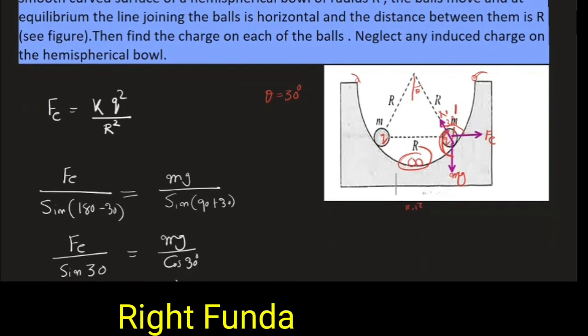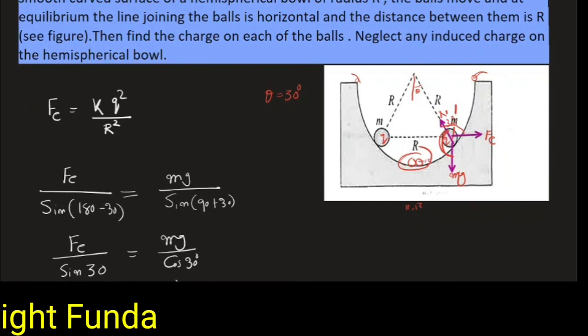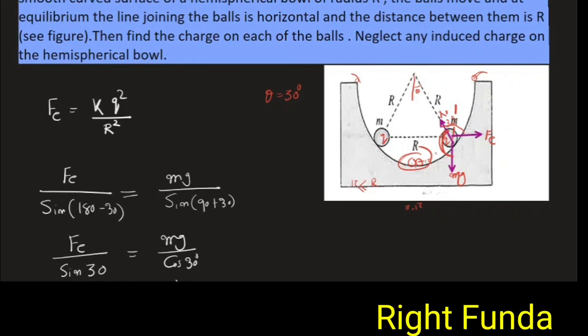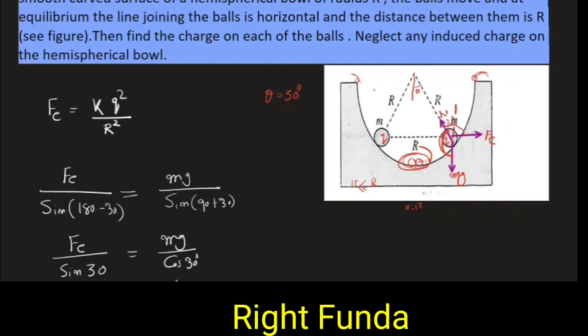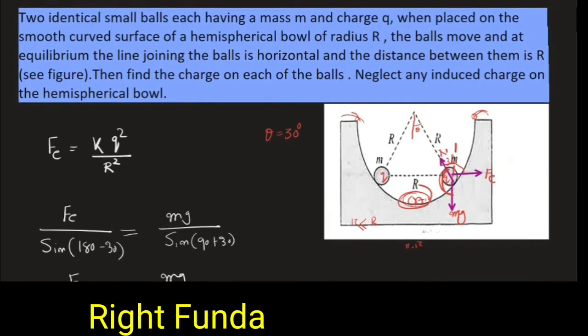What should be the minimum charge given if their radii, small r, are much smaller than capital R? If the balls are released from very nearby positions, what should be the minimum charge on the balls so that they can go out of the hemisphere? Find the minimum charge. So solve this problem, try.